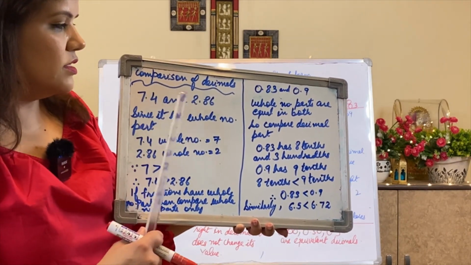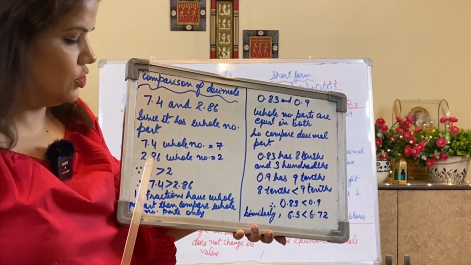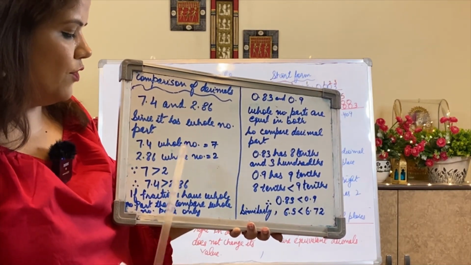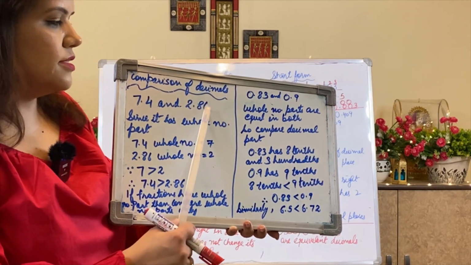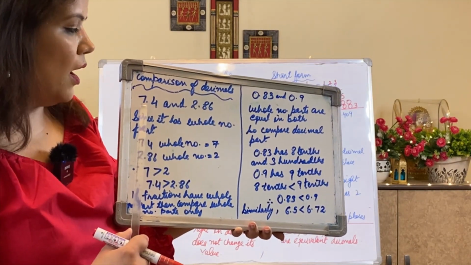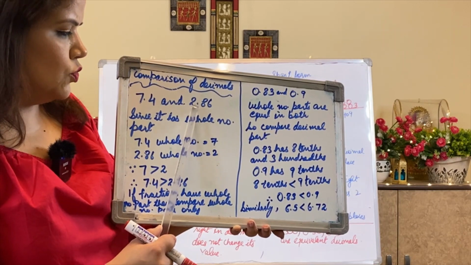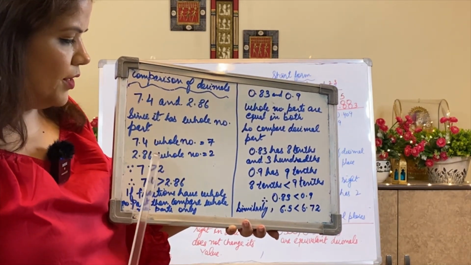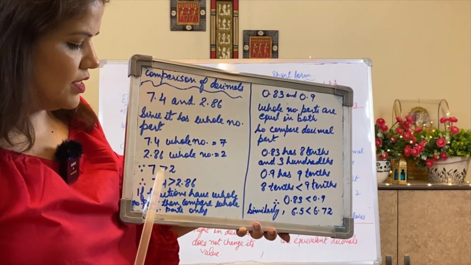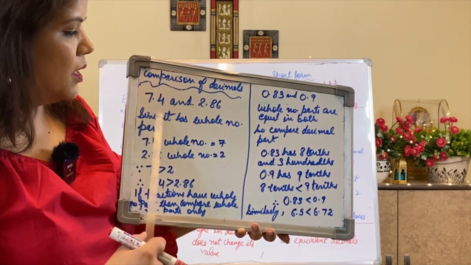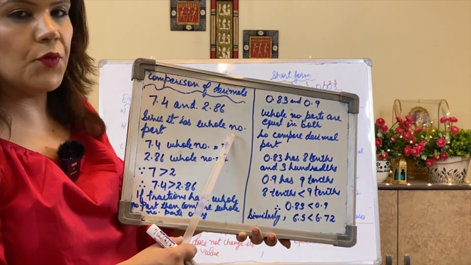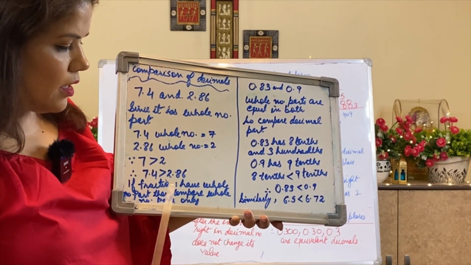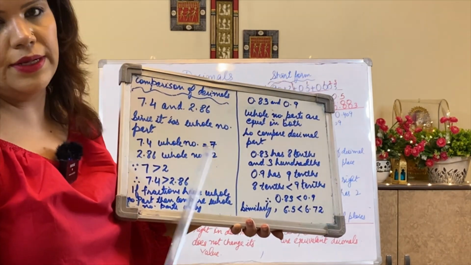Which one is greater? 7 is greater or 2 is greater? 7 is greater than 2. So this decimal number will become greater than this number. Why? Because the whole part is 7, whole part is 2. Since 7.47 has whole number part 7 and 2.86 has whole number part 2, 7 is greater than 2, so the decimal number 7.47 will become greater than 2.86. If fractions have whole part, then compare whole part number first only.